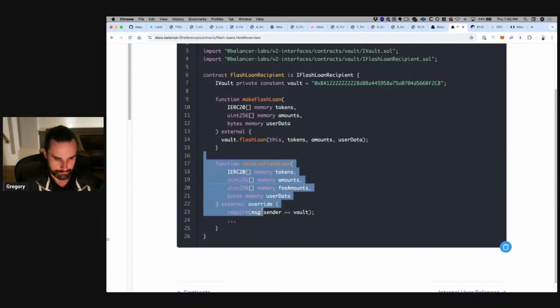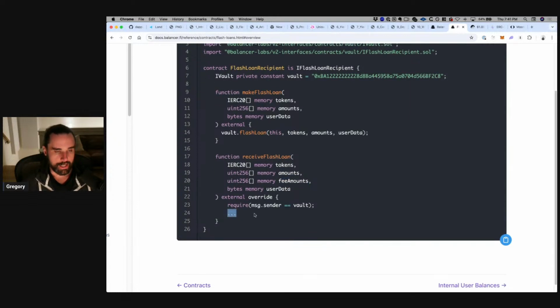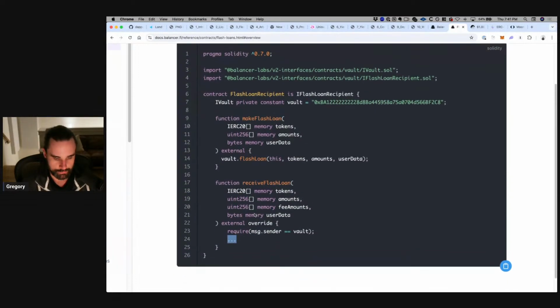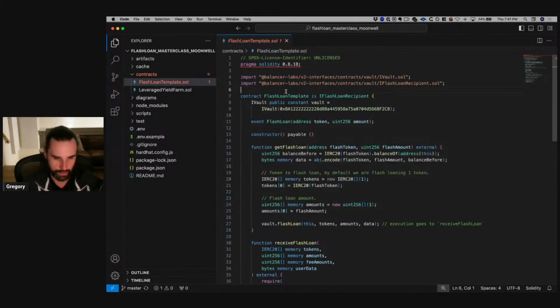And then this receiveFlashLoan is the one that gets called on our contract. This is when Balancer calls back to us to give us the money, and it just passes in the tokens that were right here, the amounts that were right here, and then the fee amounts. If there's any fees, there aren't going to be any fees in this case, and then any arbitrary user data here. And then this is basically where you can use the money inside of your own contract. Do what you want to. So if you go back to VS Code, you'll see we basically just copied and pasted that and put it in here.